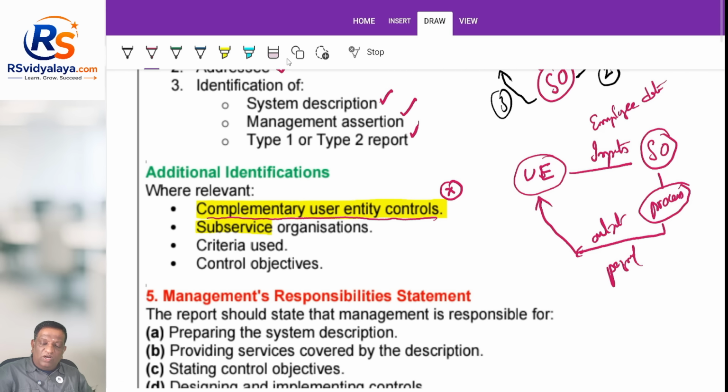Suppose the user entity simply takes whatever payroll data is recommended by the service organization and asks the banker to process the payroll, without checking anything. Then the controls are weak. What if there is an error in the output? To prevent it, the user organization, before giving this to the banker, wants to check and reconcile. These are called complementary user entity controls, performed by the user entity to validate the data. This is the background of it.